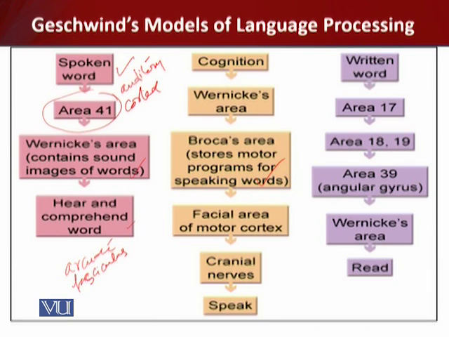In order to read, information concerning the written text is sent from visual areas 17, 18, and 19 to the angular gyrus, area 39, and from there to Wernicke's area for silent reading, or together with Broca's area for reading out loud. So the model also explains how comprehension of and responding to auditory communication works.